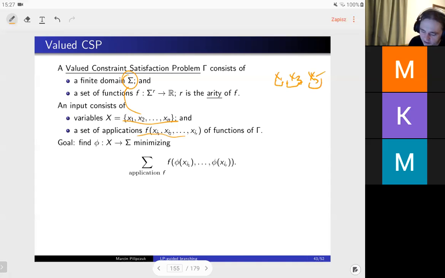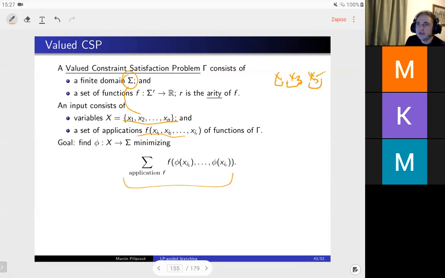So this is what's written here. Your instance in abstract form is a bunch of variables with some domains, and for some tuples of variables, like a table, how much you pay for different assignments to these variables, for different tuples of assignments to these variables.